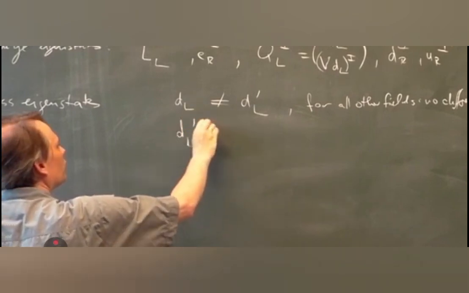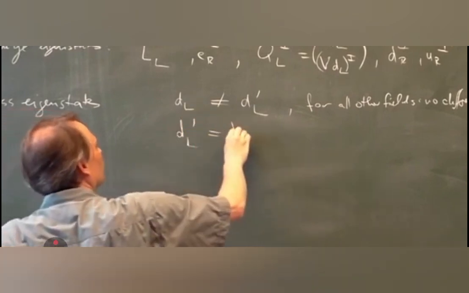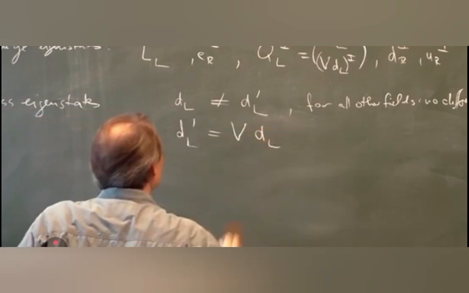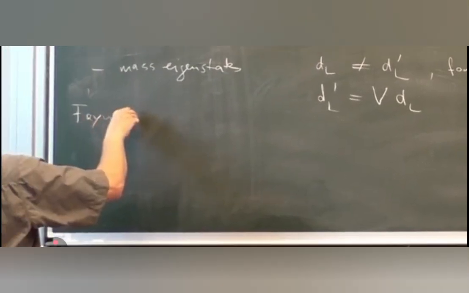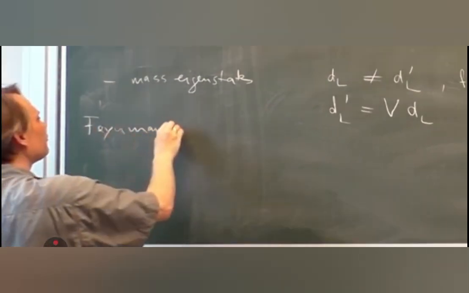And we can again say DL prime is equal to V times DL. Okay, and then we have the following Feynman rules. Do we still have time for the Feynman rules? Yes.